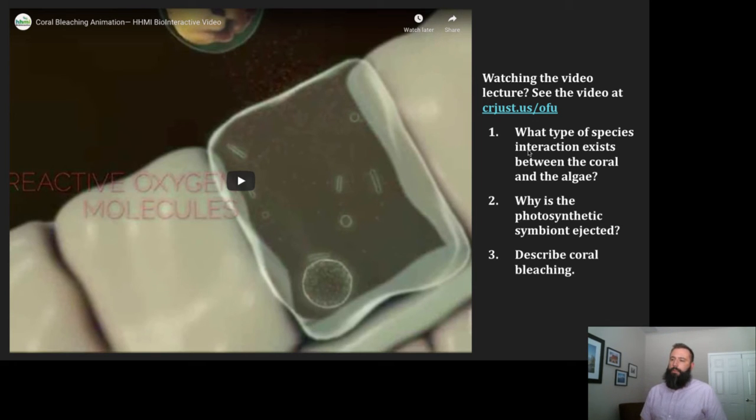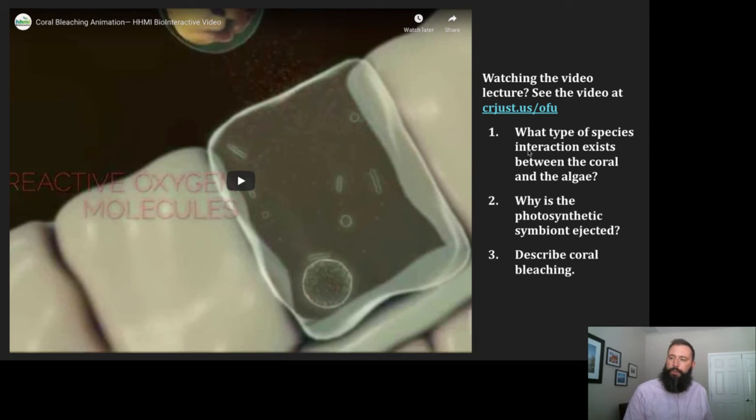The first one, what type of species interaction exists between coral and the algae? The answer would be it's a symbiotic relationship, and this is a great example of mutualism, because the food is provided by the algae and the protection provided by the coral.